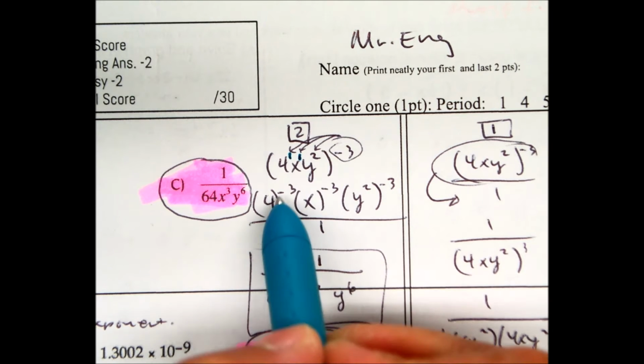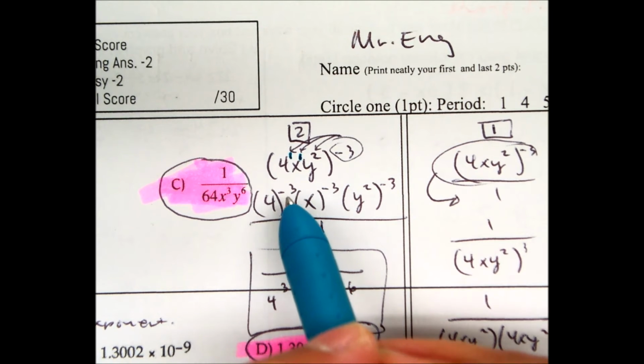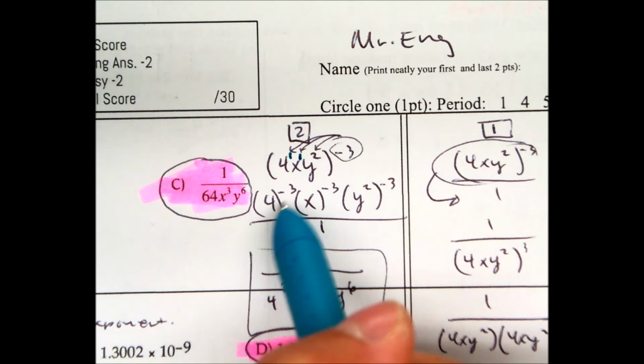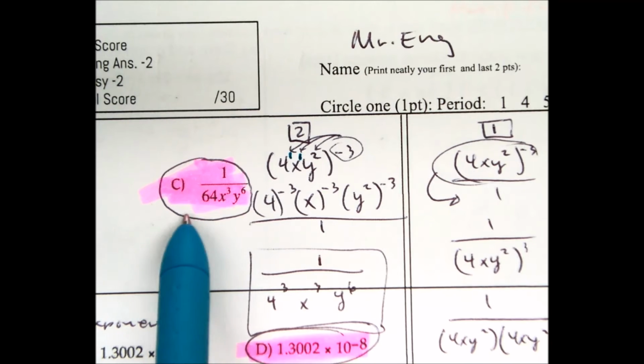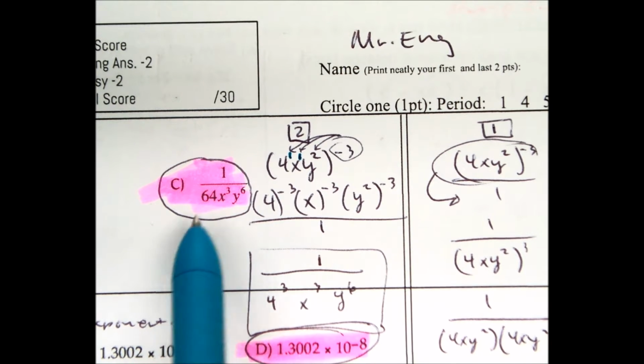1 times negative 3 is negative 3. 4 to the negative 3 goes downstairs, and 4 to the third power is 64. So the answer is 64, x to the third, y to the 6th.